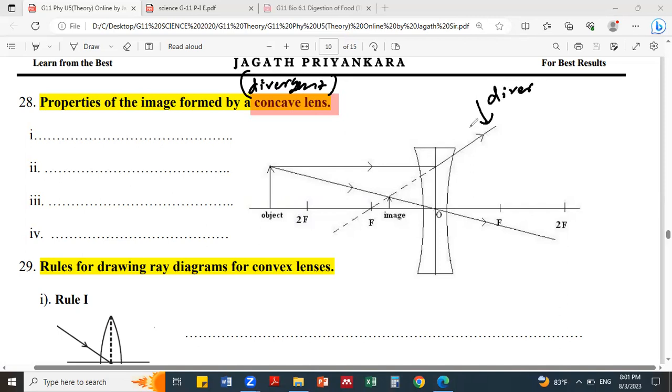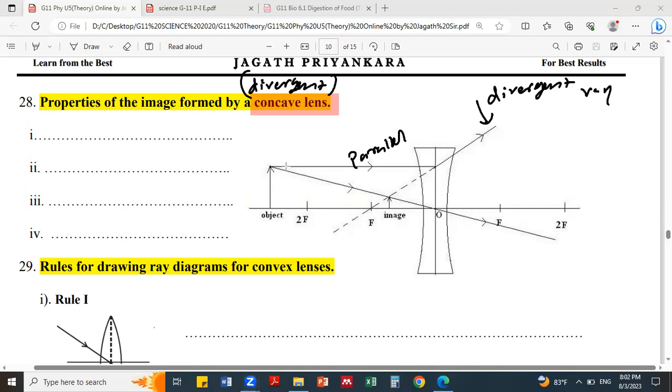A parallel ray to the principal axis gets diverged. That's why this is called a divergent mirror, a divergent lens. Now look here. You better use two different colors or two different highlighters, or a red pen and a blue pen at least, if you don't have a highlighter in your hand now.